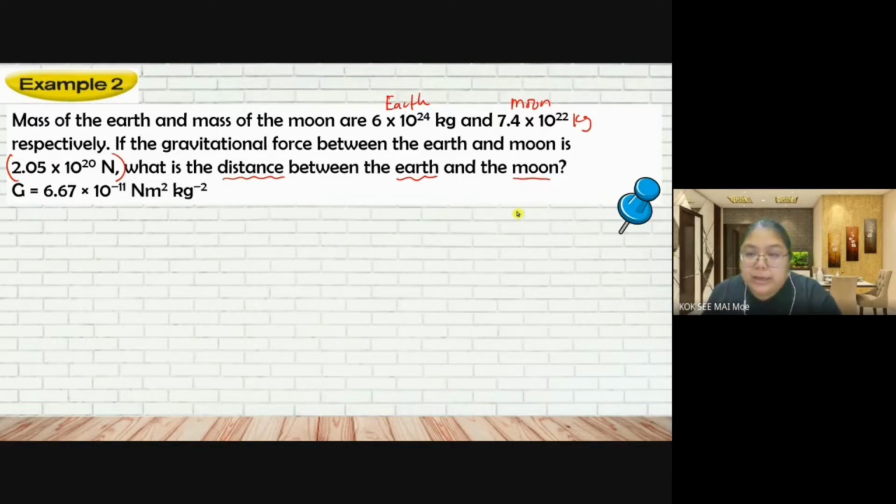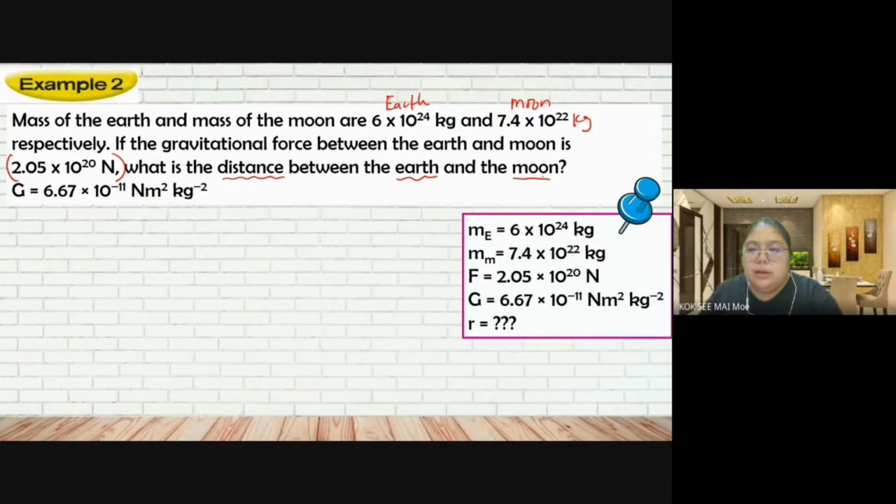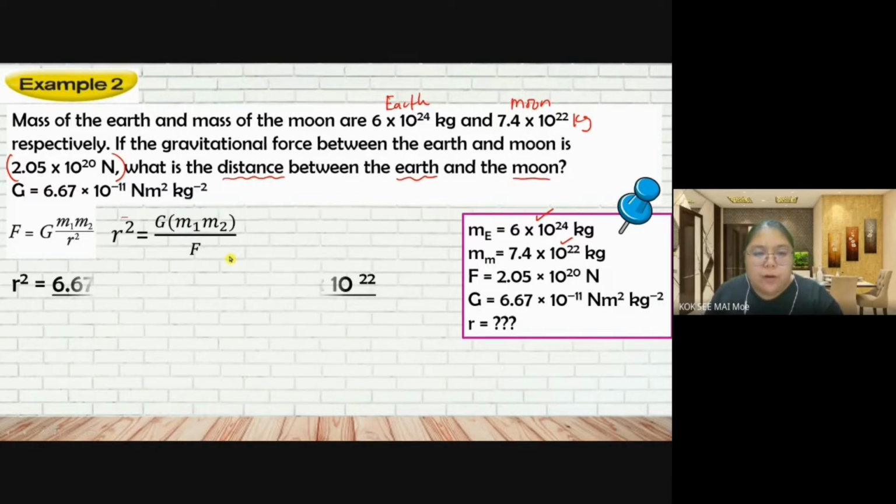So we still write the info first. Earth, then this one is the Moon. After that, we know the gravitational force, G is also provided, but I don't know the distance. So we still apply the same formula and you put all the info in. I want to find the R squared, so I take out the R square here. After that G, then I put the F at the bottom.